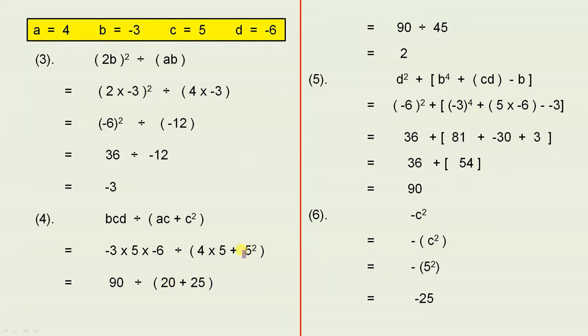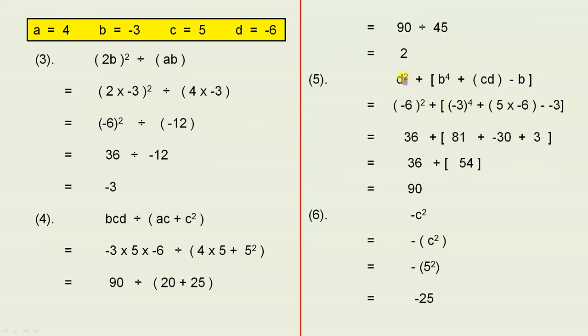5 5s are 25. We can't do the addition yet until we do any multiplication that involves powers, which is really multiplication. So we're left with this part there. So we have 90 divided by 45, because 20 plus 25 is 45. 90 divided by 45 is 2. We have that expression there.